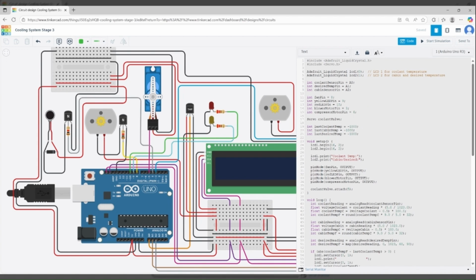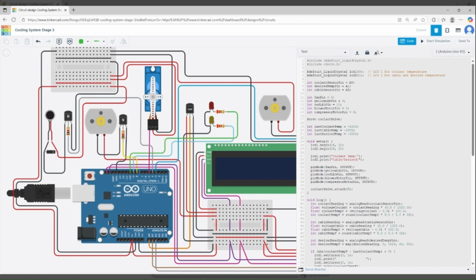If cooling is needed, or the desired temperature is less than the cabin temperature, the AC compressor signal is activated and the coolant cutoff actuator closes the cutoff valve, blocking coolant flow to the heater core. If heating is needed, for example, the desired temperature is greater than the cabin temperature, the AC compressor signal is de-energized, and the coolant cutoff valve opens, allowing hot coolant to flow into the heater core.